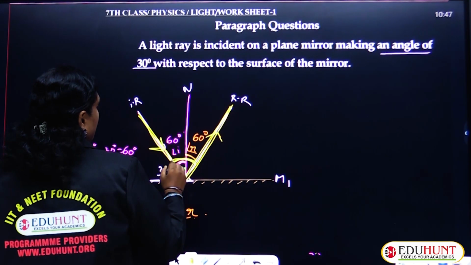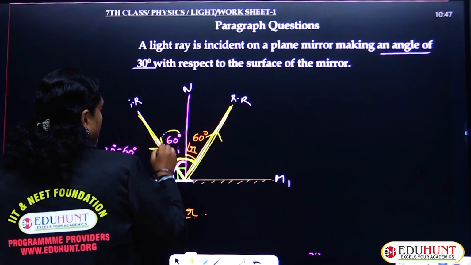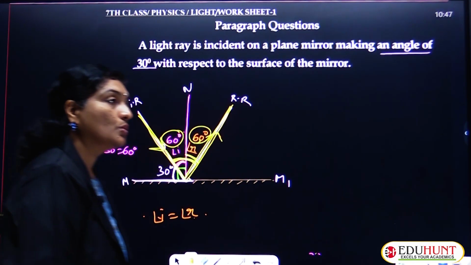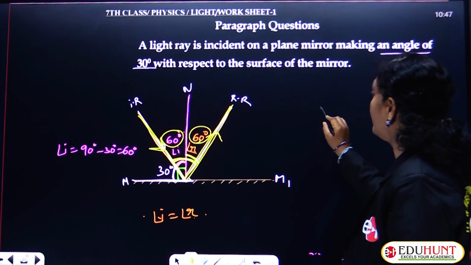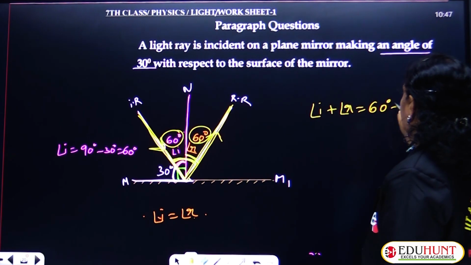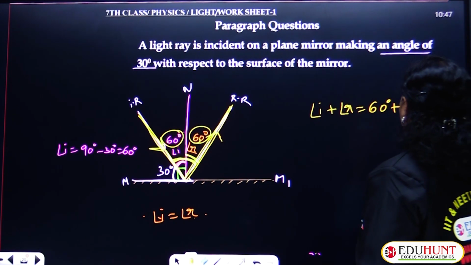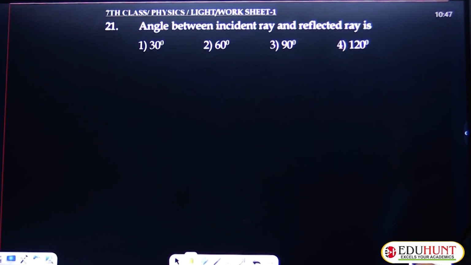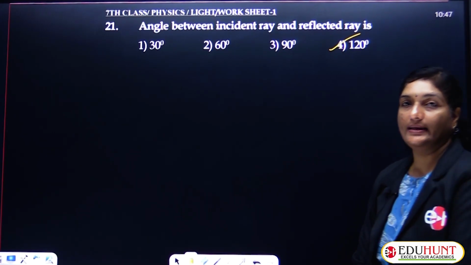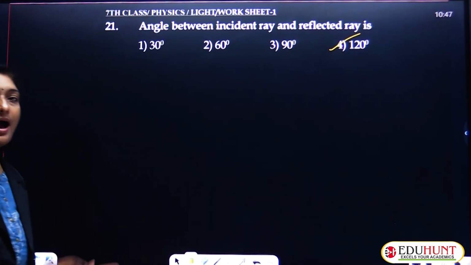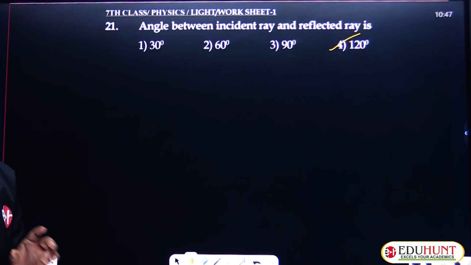What is this total angle? This portion you found as 60 degrees and the remaining portion also you found as 60 degrees. Then what is the total angle? The total angle must be equal to the angle of incidence plus the angle of reflection, that is 60 plus 60 equals 120 degrees. Yes, hence the correct option must be option 4, that is 120 degrees. Is that okay, children? This is how we will be solving the paragraph model questions.